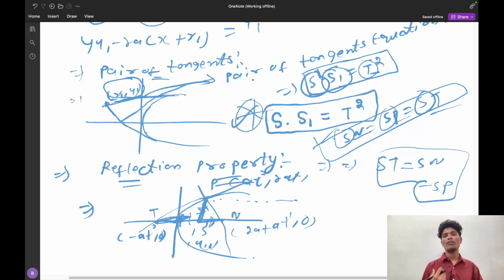The main important thing is you have to revise this chapter thoroughly in order to move on to ellipse and hyperbola. So before moving to ellipse and hyperbola, you have to revise the parabola.